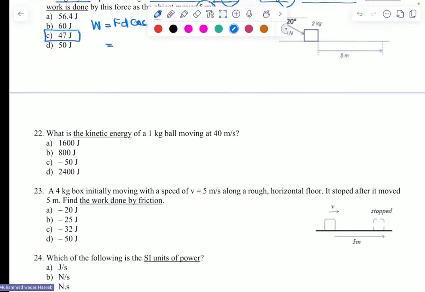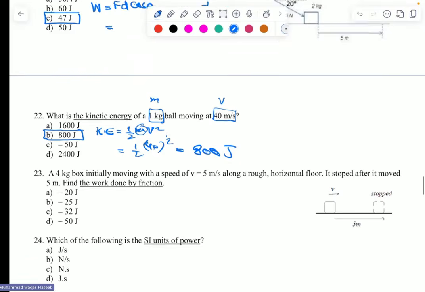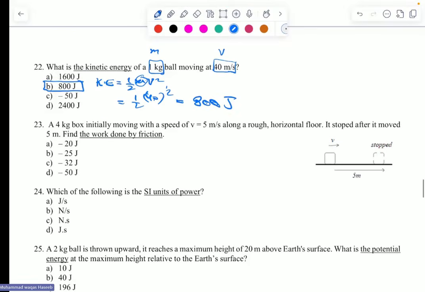Question number 22. What is the kinetic energy of a 1 kilogram mass moving at the given velocity? Kinetic energy is very easy, which is one half mv squared. So m is 1, so one half times 40 squared, and you will get 800 joules. Great. Okay.